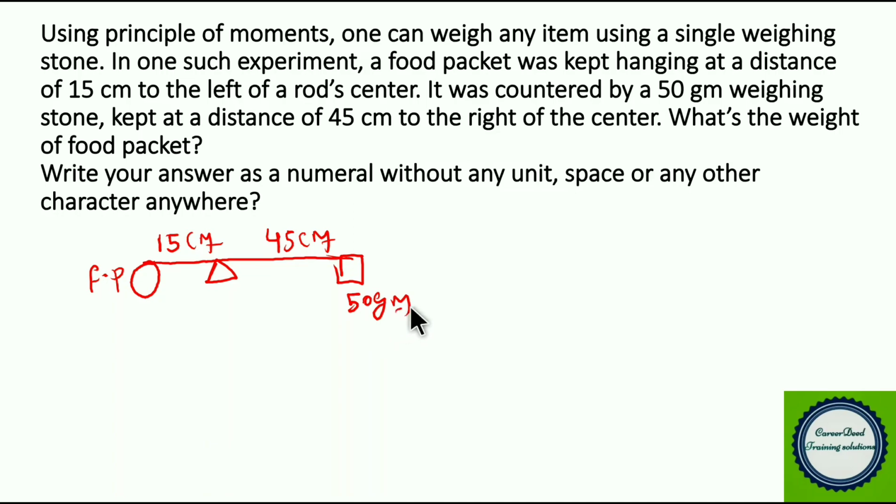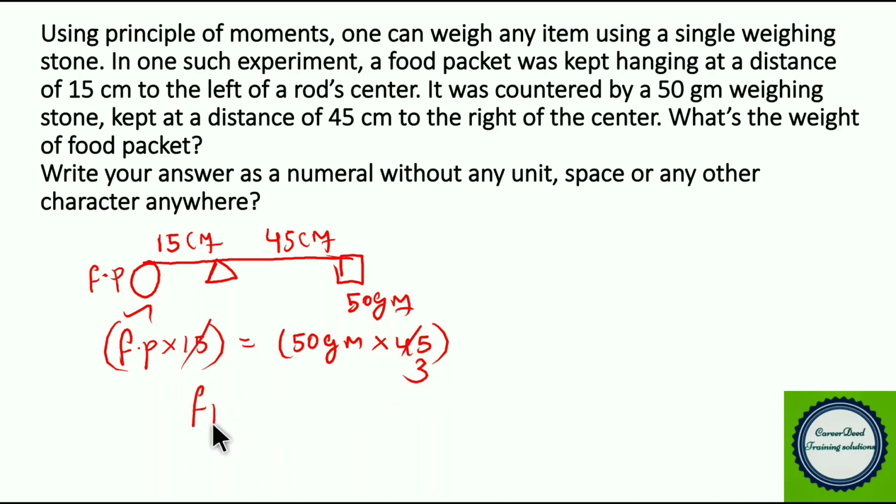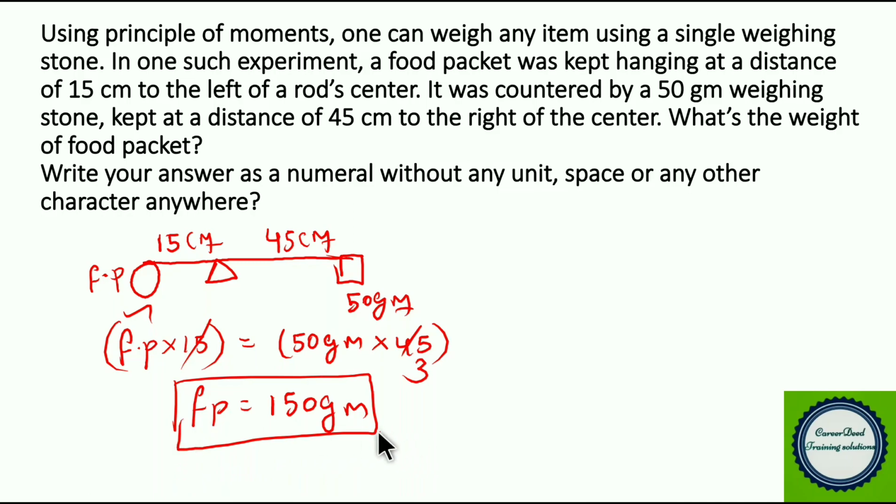Now what do we have to find? We have to find the weight of the food packet. Now the concept is so simple. You can find the weight of the food packet like this, right? Food packet into the distance 15 cm is equivalent to 50 gram, that is the weight of the stone, into 45 cm, that is the distance. Now when we solve this, you will get the value of Fp. So it's 3 times. So food packet equals 50 into 3, 150 gram. So this becomes our answer. So the answer for this question is 150 gram.